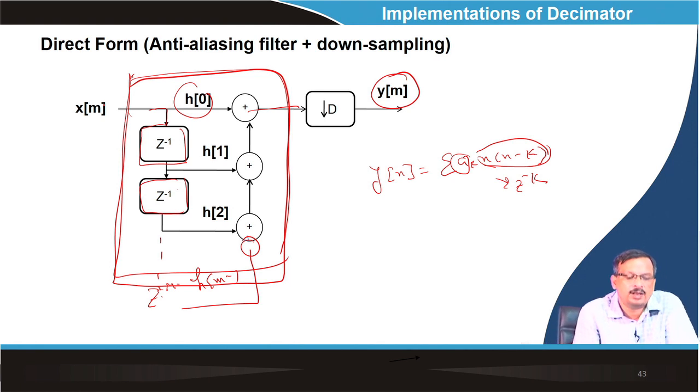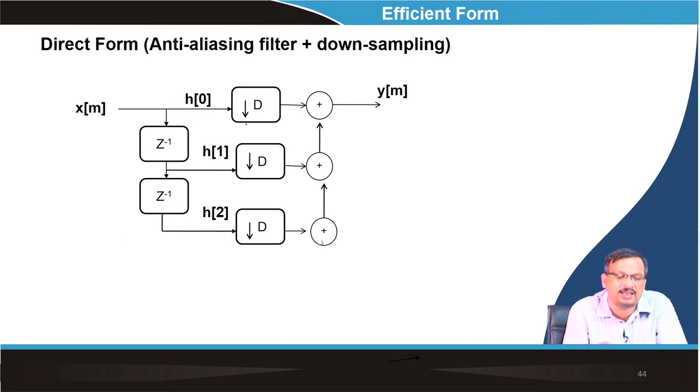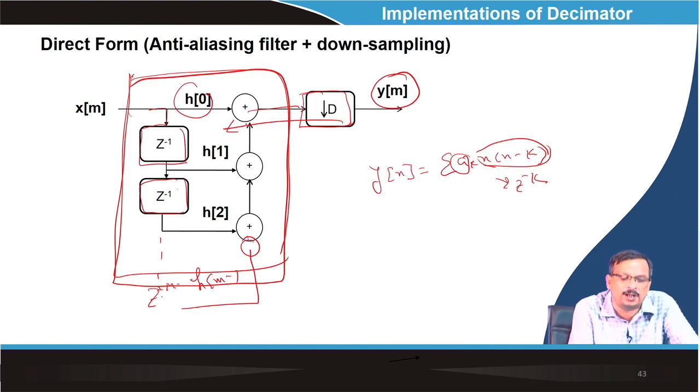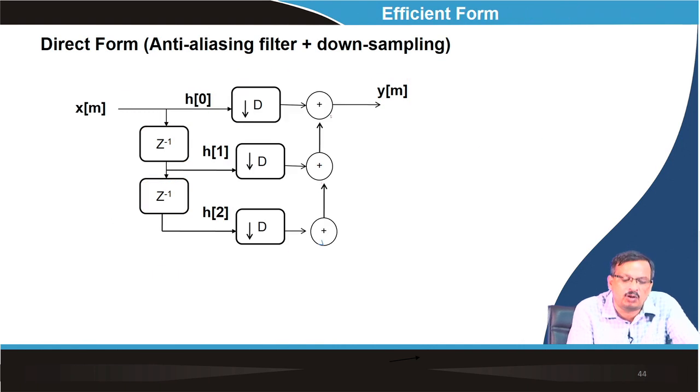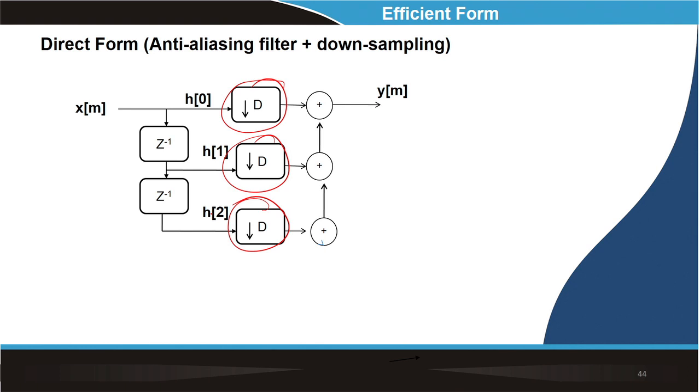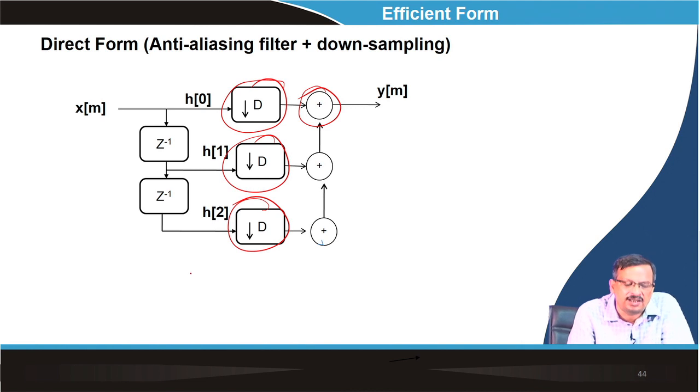Now, instead of downsampling after the whole filtering, the downsampling can go inside the direct structure. That means it will reduce the computational complexity. So that is the efficient implementation of the direct form of the decimation filter.